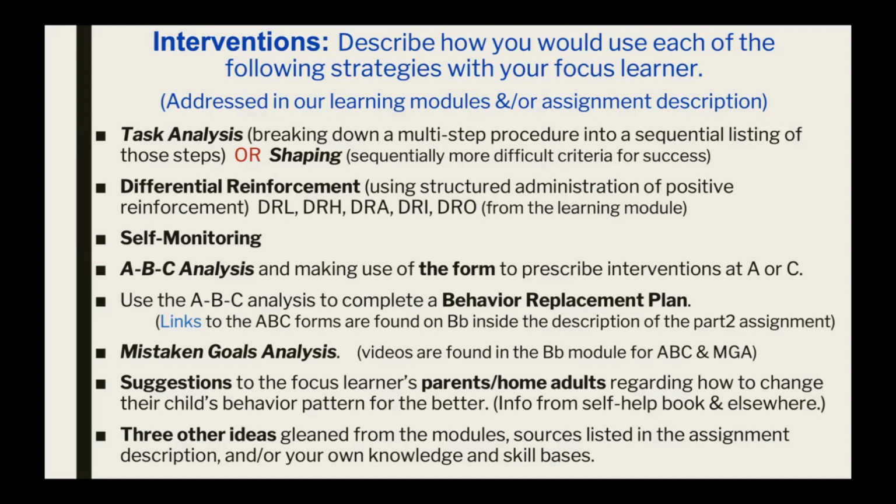So we're using that ABC analysis. We are going to complete a behavior replacement plan, which will be explained in just a few minutes. Another assessment you're going to engage in is Rudolf Dreikurs's mistaken goals analysis, as we try to get beyond the observable and measurable, which is actually kind of superficial, and get to what's going on inside the kid's brain. Mistaken goal analysis provides us with a bit of direction in that.